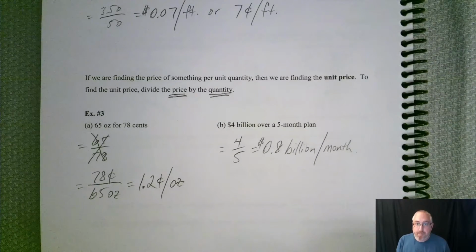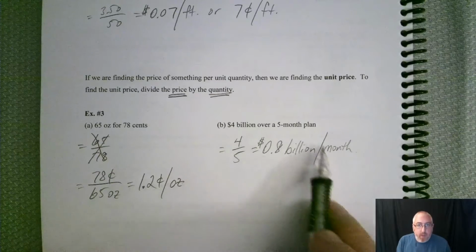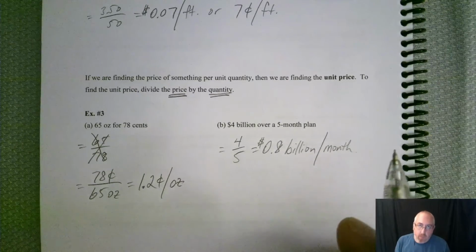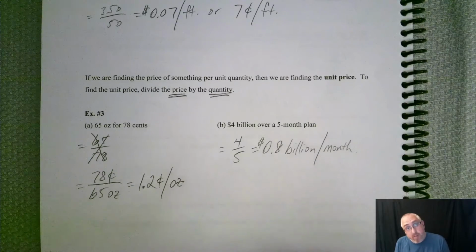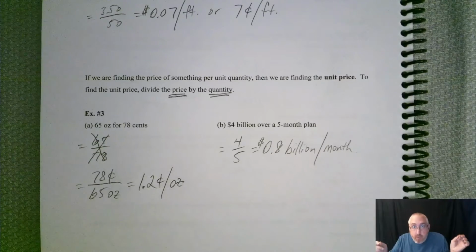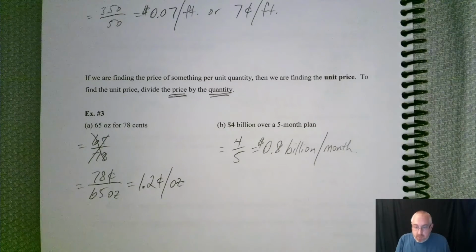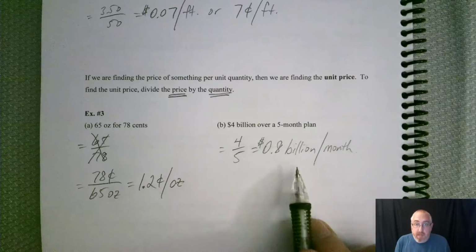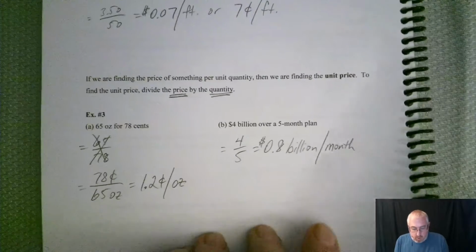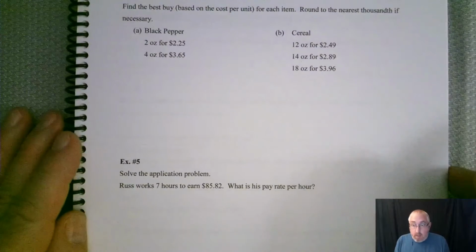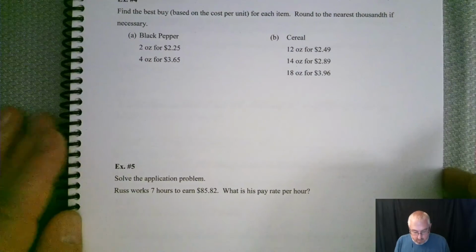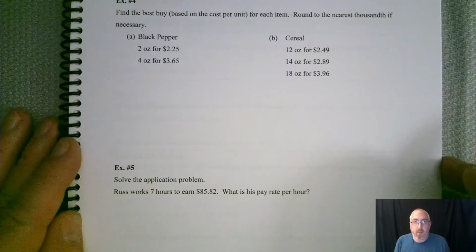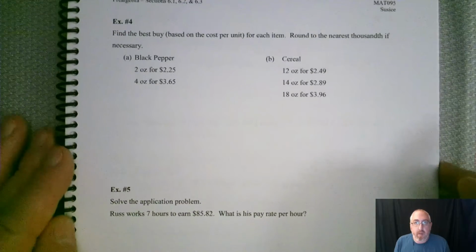So now, could we write this $0.8 billion differently? Of course. We could write it in millions. We could write it with all the zeros if we wanted to. So whatever floats your boat. But this would be acceptable. So, okay, let's take a look at one, maybe two more examples, and then we'll cut off this video.